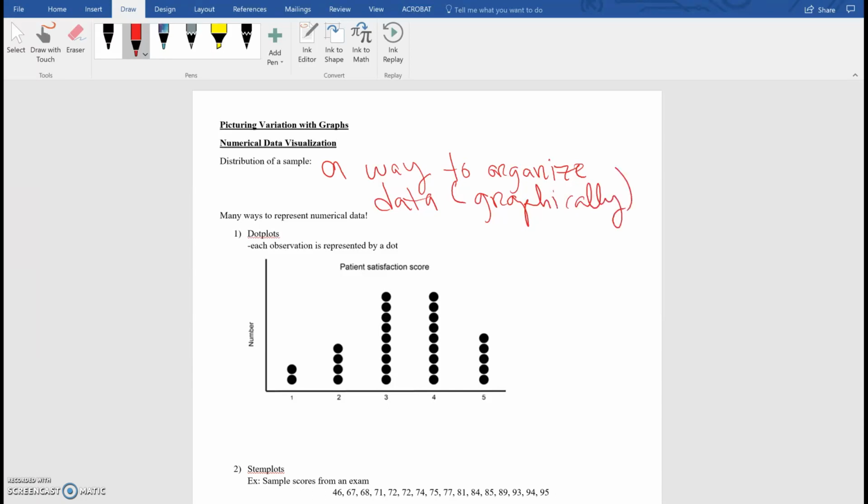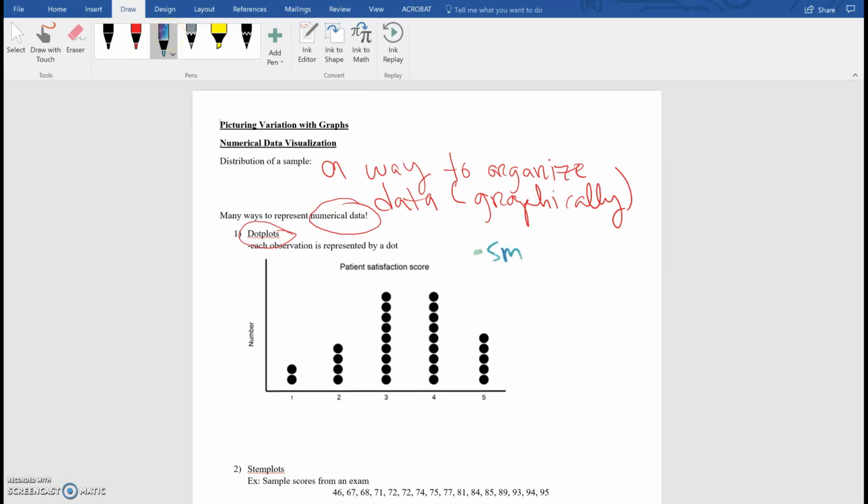Okay, so the first step, well, there are many ways to represent numerical data. One way is by dot plots, right? And dot plots are really useful when you have really small samples. So if you have a very small sample, right?